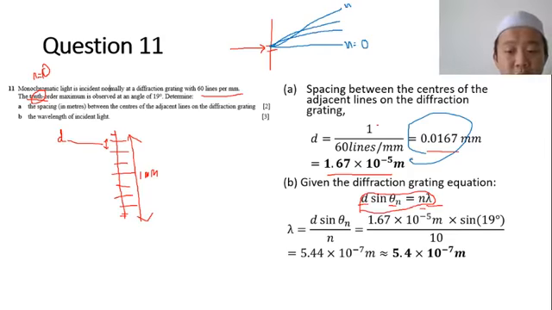Why? Because we are using sin theta. It is not directly proportional. It is proportional only to the order and the sine. The order is proportional to the sine of the theta. Okay.